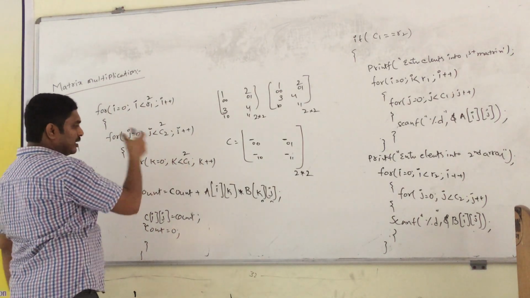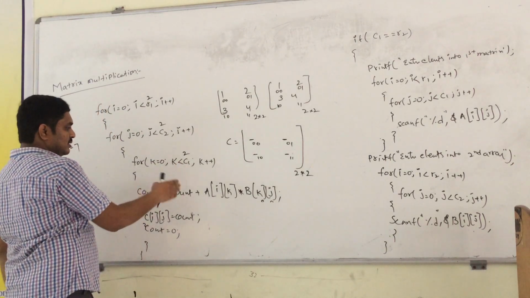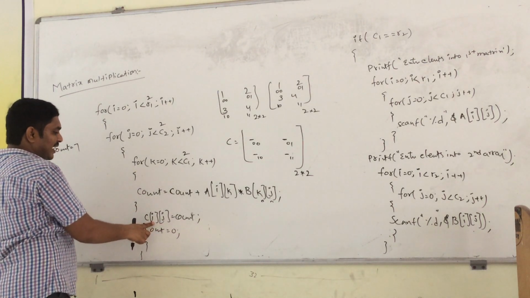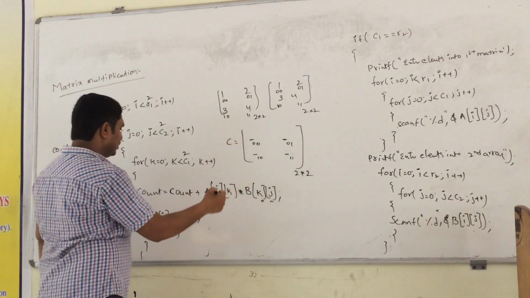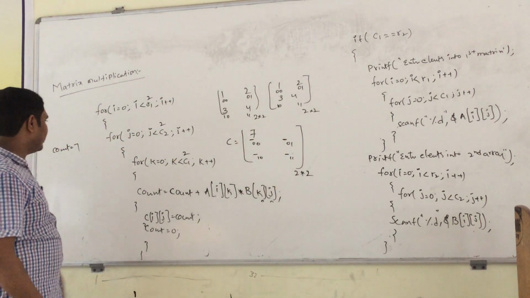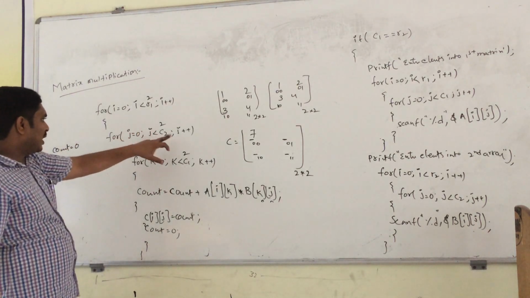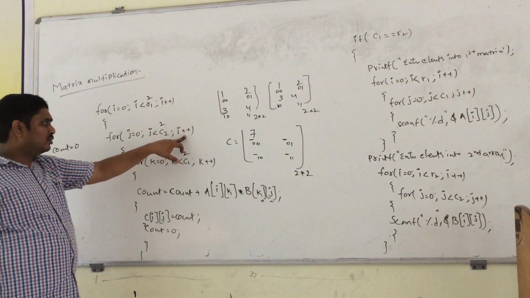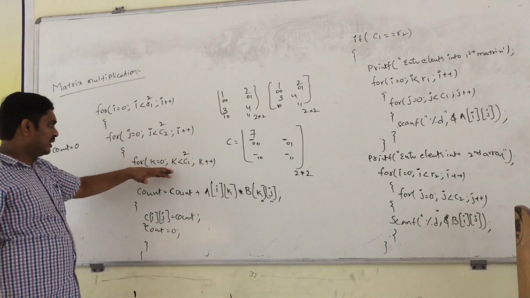Loop ends, k value increments. k will become 2. 2 less than 2, condition false. So it exits from the loop, and the result, the count, is stored in C of ij. That means i value 0, j value 0. So in the 0 0 position, the count value 7 is stored. Then count will become 0 again. Loop ends. After the loop ends, this is the loop for j value incremented. So j will become 1, 1 less than 2, condition true. So it enters the loop.